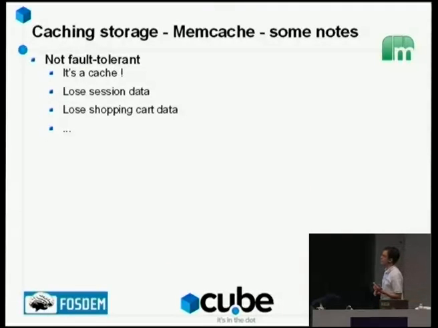Some quick notes. It's not fault tolerant. It spreads its keys across all the servers. By default, it doesn't provide any redundancy, which means if you lose one of those servers, the data that's on there is gone. But then again, it's a cache, so the data is not really gone. It should still be in your database somewhere. Of course, if you're using it to store session data, your users will lose their session. So you might lose shopping cart information.